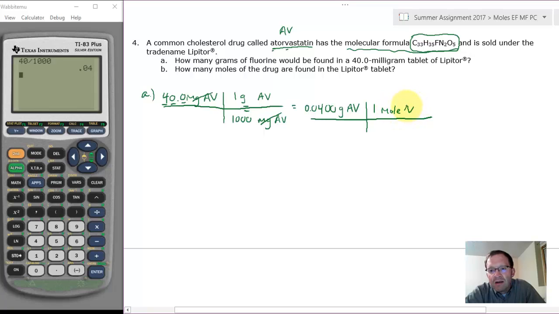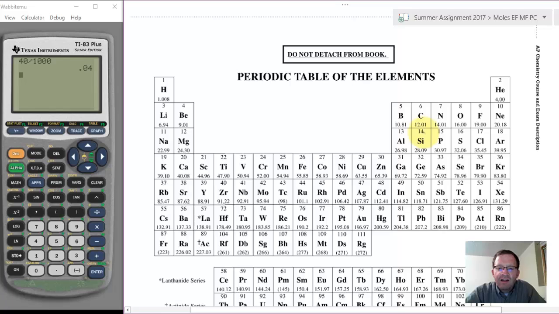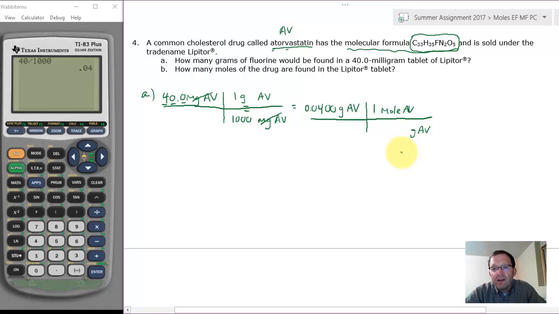1 mole of atorvastatin is how many grams of atorvastatin? Now here's the deal. I can't go to my usual periodic table and look up atorvastatin like I've looked up carbon or nitrogen or bromine or hydrogen on the other problems, because it's not on here. But it kind of is, right? Because this compound's formula is known to us. We can add up all these elements off the periodic table and we'll have the molar mass of atorvastatin. So I'm going to go to my calculator and start adding those up.